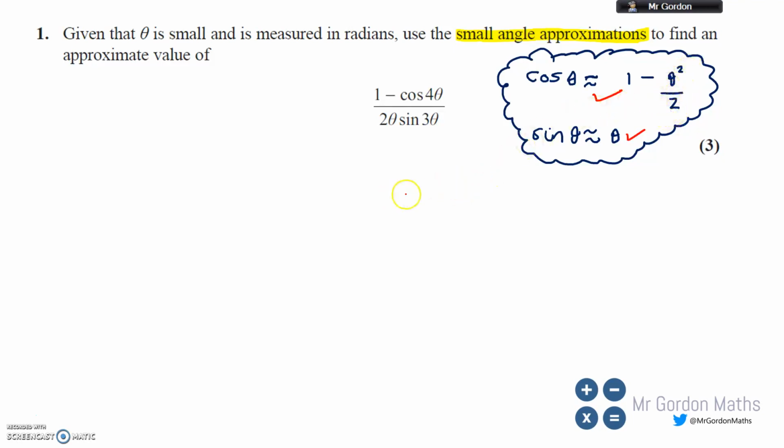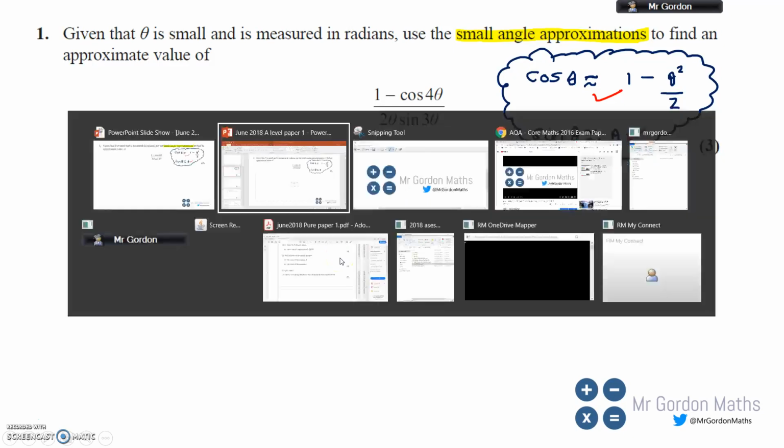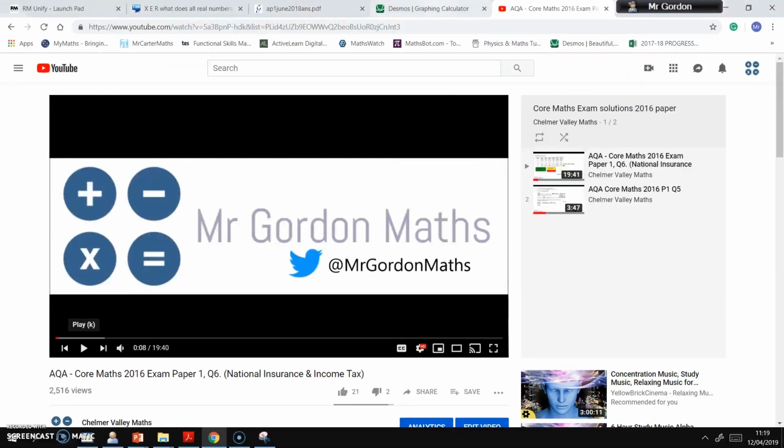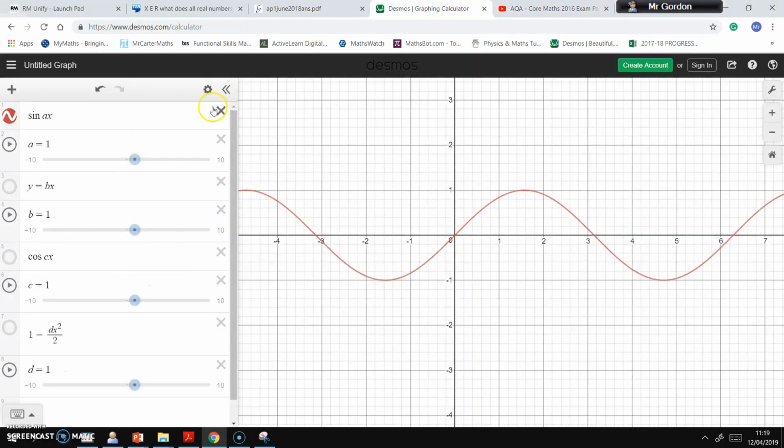What does that mean? I'm just going to quickly take you into Desmos for a second to show you exactly how this works. So here's the sine curve. So we talked about this, didn't we? Sine theta. So I put sine x, where x is theta and a is 1, so we're just talking about sine x. There's the curve of sine. You should be very familiar with that. Now we talked about sine theta being equal to theta, so sine x is approximately x. So I've put on the line y equals x.